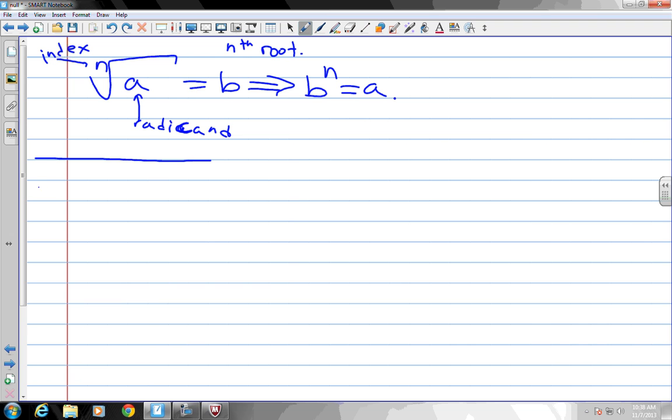I'm just going to hit you with a few examples. Let's say a cube root of 8, 2. Very good. Because if you cube 2, you get 8. So again, using the definition, 2 cubed equals 8. Does that make sense? If I take a cube root of 27, 3. Because 3 cubed is 27. Is that okay?